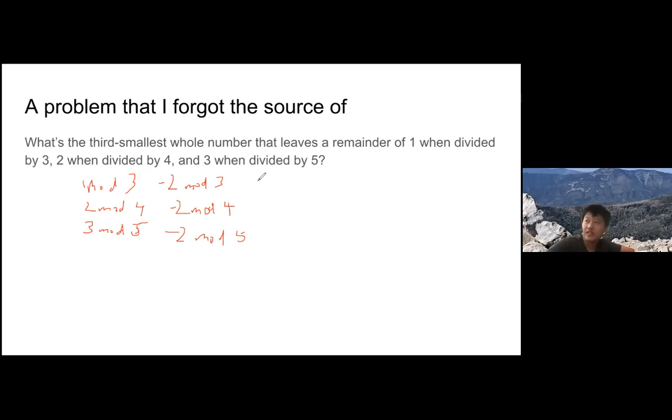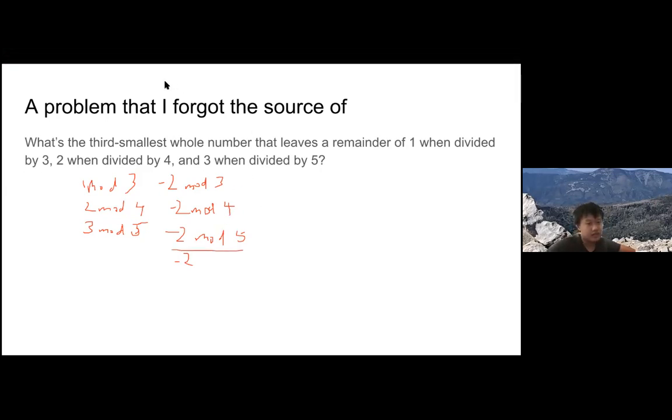I'm starting to think that I didn't explain mods well. Okay, what I'm trying to get at is -2 is -2 mod anything. So -2 satisfies all of these. It's not a whole number though.